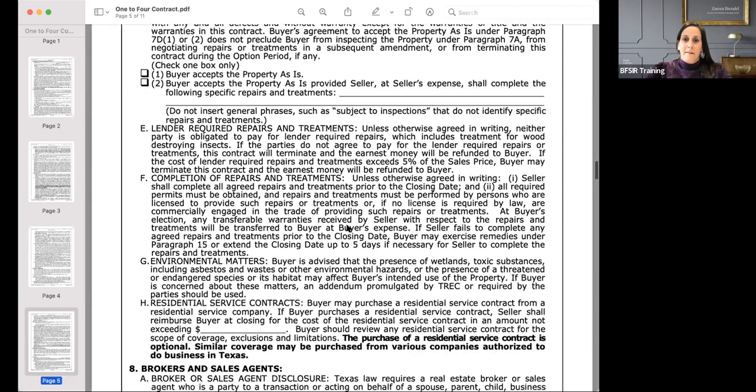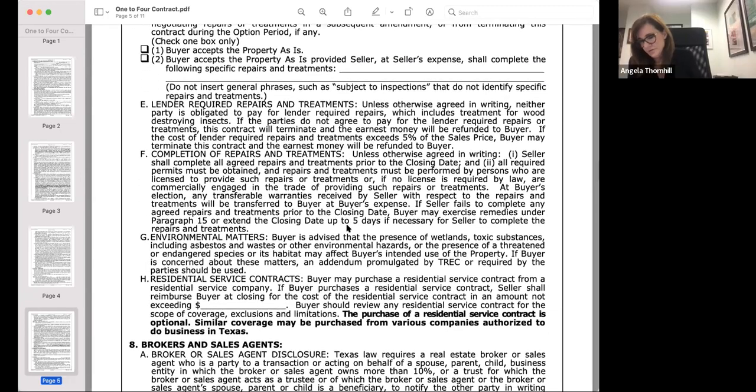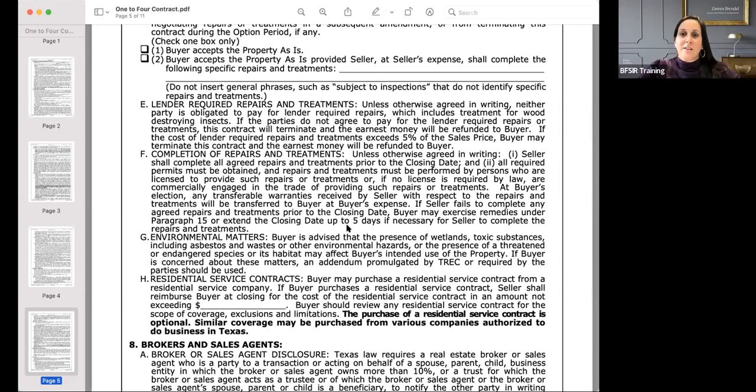Okay, E has to do with lender required repairs. Sometimes there are big repairs that the lender requires. If you're doing FHA, there might be even more, but termites, roof, and foundations seem to be the big ones. And then the seller is agreeing to do any repairs. So basically what this provision says is the lender may require repairs. No one's required to do them.